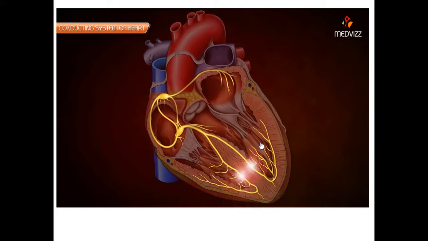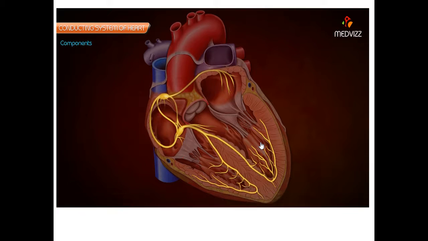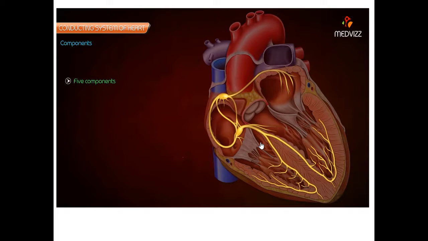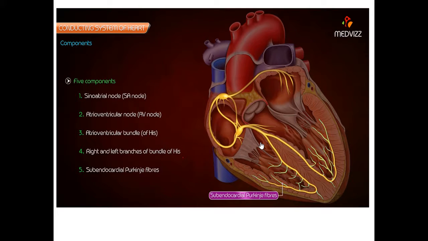Conducting system of the heart. Components. The conducting system of the heart is made up of specialized cardiac muscle fibers and is responsible for initiation and conduction of cardiac impulse. It consists of the following 5 components: sinoatrial node, atrioventricular node, atrioventricular bundle, right and left branches of bundle of His, and subendocardial Purkinje fibers.